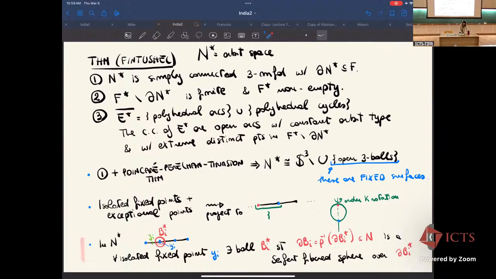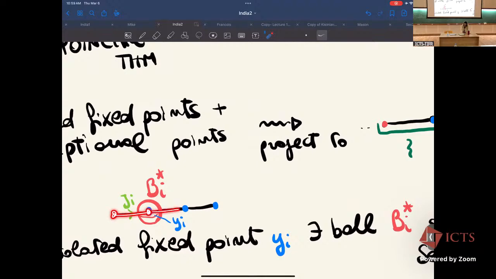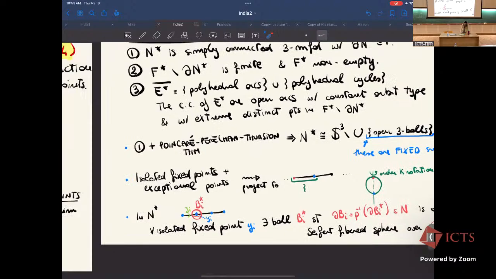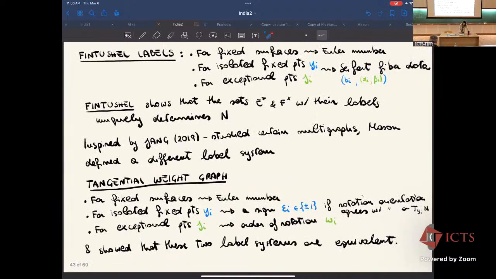As I was saying before, there are Seifert fibers coming into the picture. These are our isolated fixed points, and these are the exceptional points. If you consider a small enough neighborhood of an isolated point, this is a Seifert fibered sphere. This is again something that you need to check, and it is important in order to understand the invariant that you associate to each segment, because what Fintushel needs for his classification are these labels or invariants. For the fixed surfaces, you want an Euler number, and for the isolated fixed points and exceptional points, you want certain Seifert fiber data.